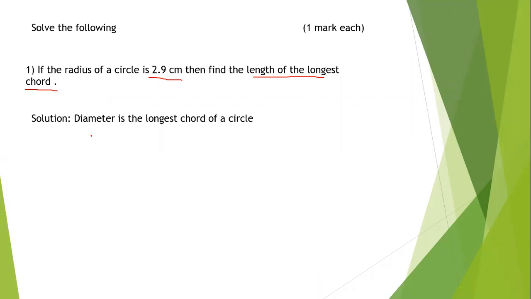First, we will write diameter is the longest chord of a circle. And what is diameter? Diameter is 2 times radius. So we will write diameter is equal to 2 into radius. Now this we will solve and we will get the length of diameter. This equal to we will copy as it is. 2 also we will copy as it is. Into sign we will copy as it is. And in place of radius we will write 2.9, which is given to us in the sum, right?